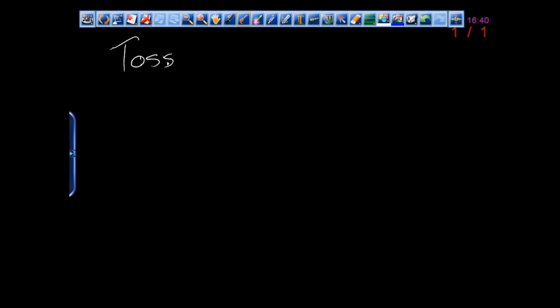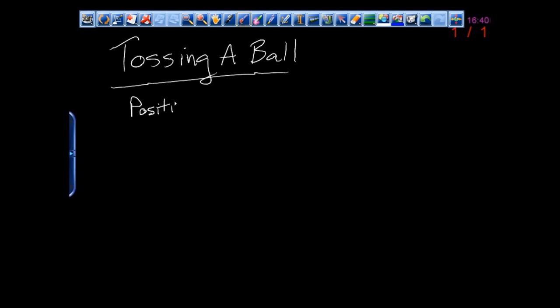We will begin our lesson on tossing a ball in calculus by first discussing the equations that would model the position, velocity, and acceleration of the ball at any given time t. The first equation represents the position or the height of the ball at any time t. That would be given by the equation s of t equals negative 4.9 t squared plus 20t, and that would give you the height of the ball in meters at any given time t.